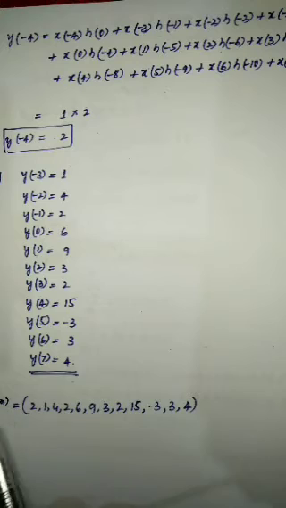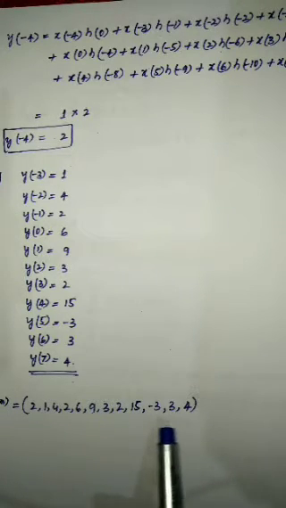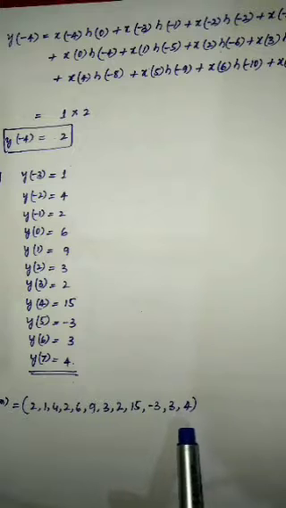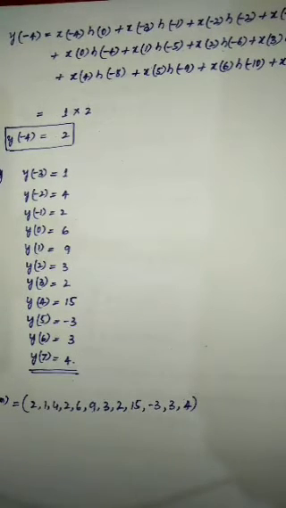Therefore, it should be written finally in this form: y of n is equal to 2, 1, 4, etc., till y of 7, that is, the value at y of 7 is equal to 4. This is how we can calculate the linear convolution between any two sequences for any time indices. Here the starting index and end index are given for the first sequence as well as the second sequence.